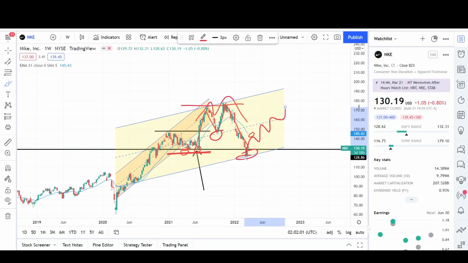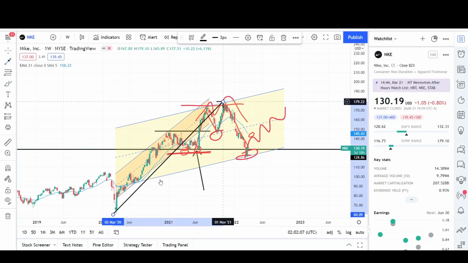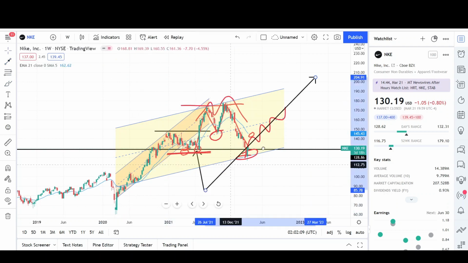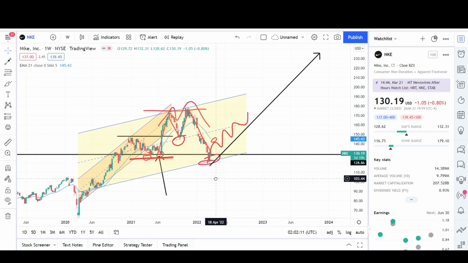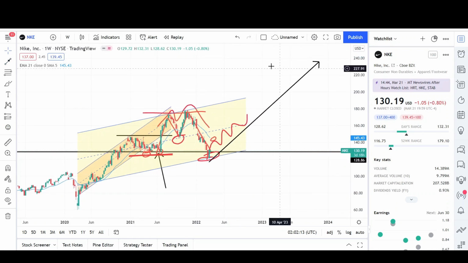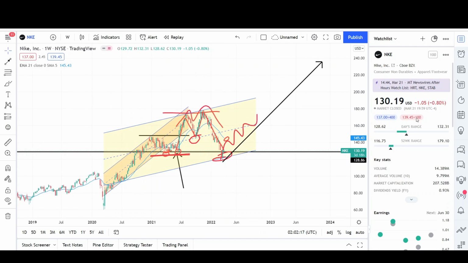Is there a measured move or a target that we should be looking at longer term? There is a longer term target. If this is the first leg up and this is the bottom, I'm not saying it's the bottom, let's just assume it is, then we could reach the 236 level, and that's pretty much almost double right at that 236 level.